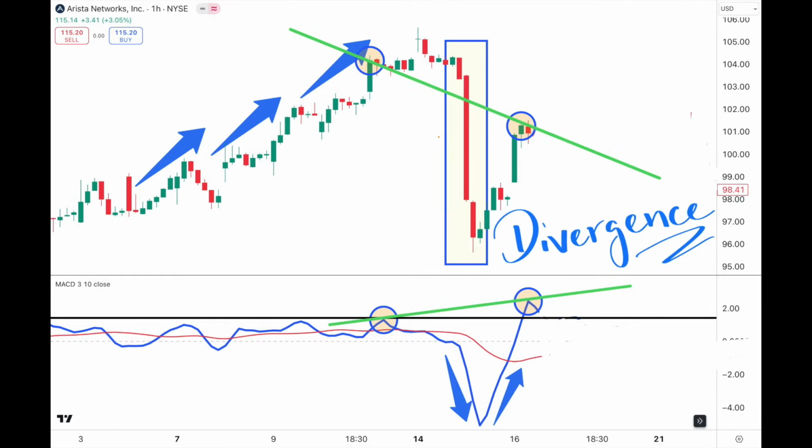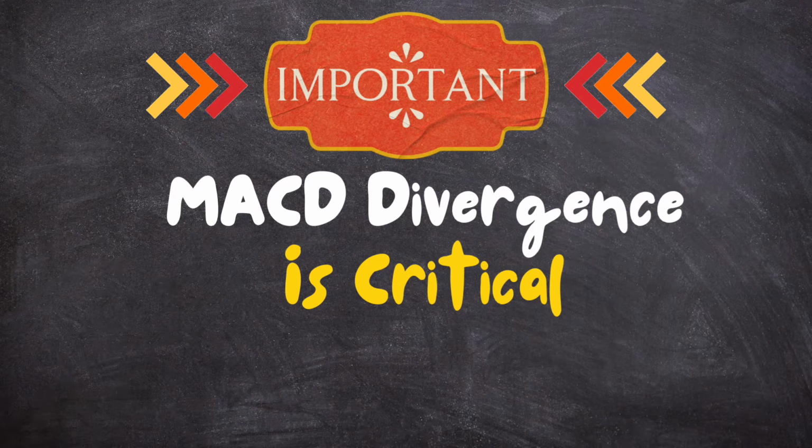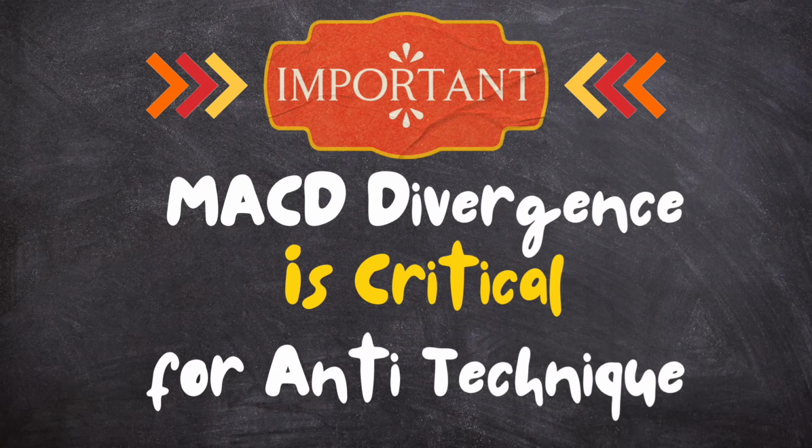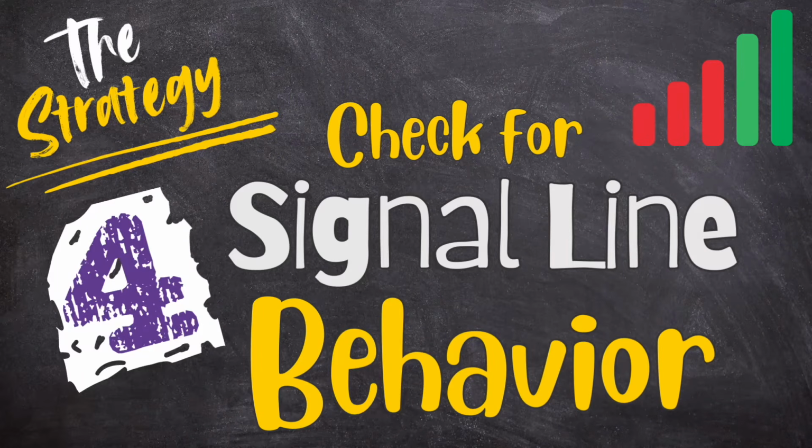An important point to note is that divergence between the oscillator line and the price action is the hallmark of this setup. The oscillator line gives us the early signal before the price confirms the trend. Our next step is to check the slope of the signal line. We will pay close attention to the slope of the signal line during this phase.